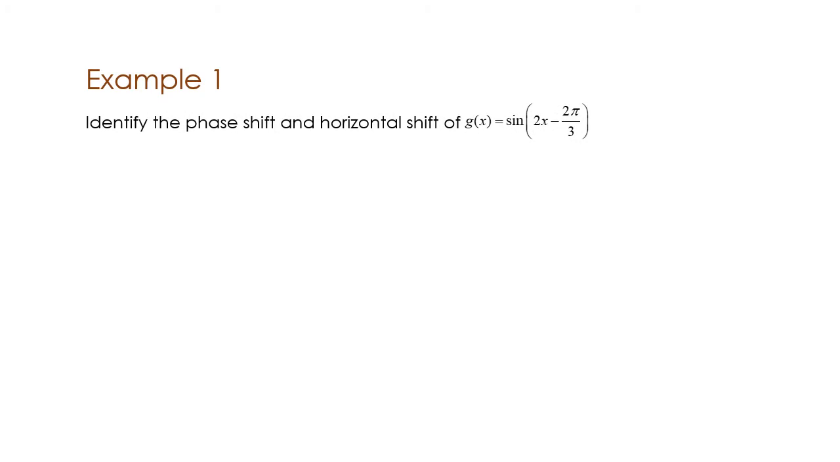So for example, if we were looking at this one and we had to find the phase shift and horizontal shift, we can tell right off the bat the phase shift, and it's always the opposite, so it's always minus and then whatever that number is. So here we'd say the phase shift is 2 pi over 3. And then if we have to talk about the horizontal shift, now what we have to do is factor this. I'm going to factor that 2 out.